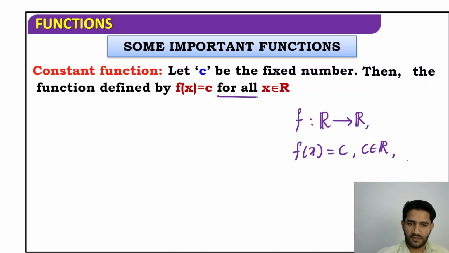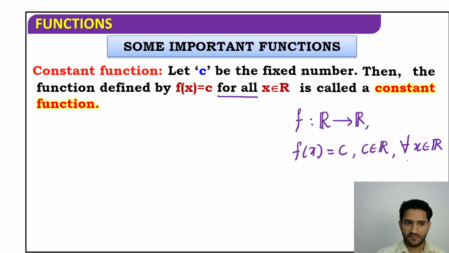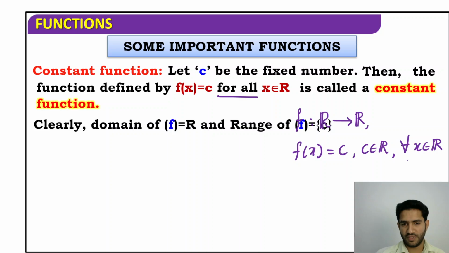And for all, we can use the notation for all x belongs to R. So in mathematical notation, we can reduce the words by saying f from R to R. So it's called the constant function. Clearly the domain is the set of all real numbers. There is no confusion. And the range: if you substitute any value for x, the function value should be C.